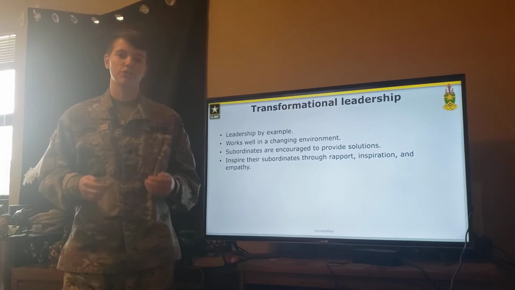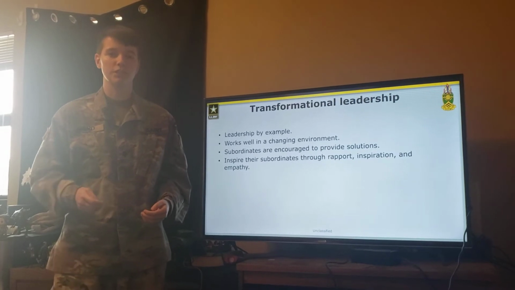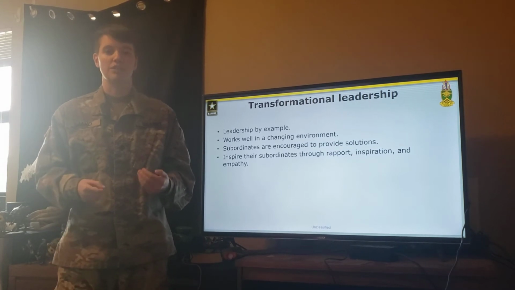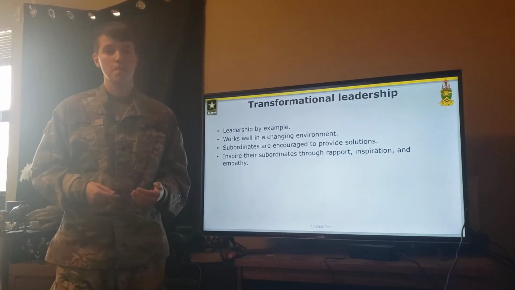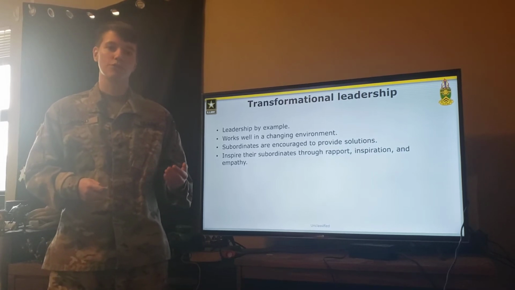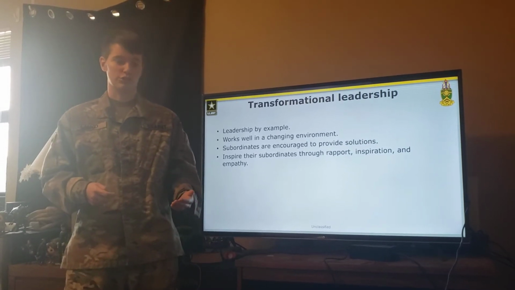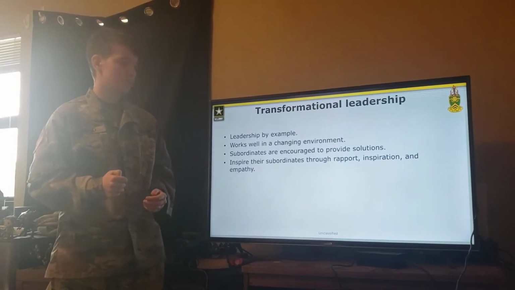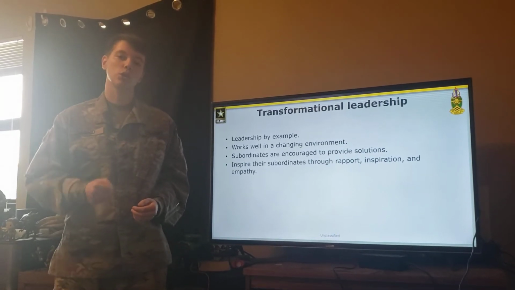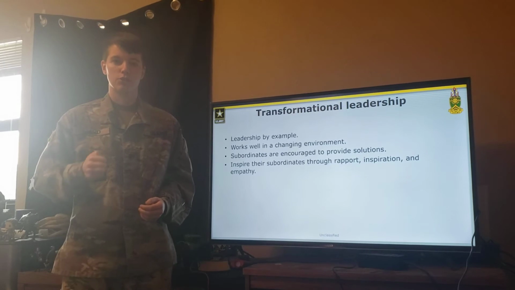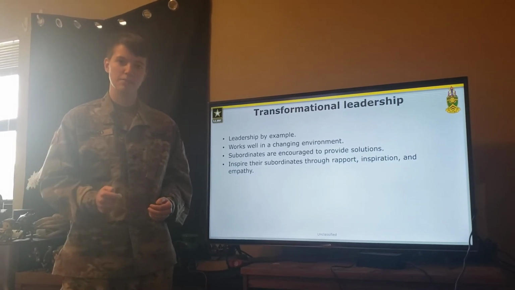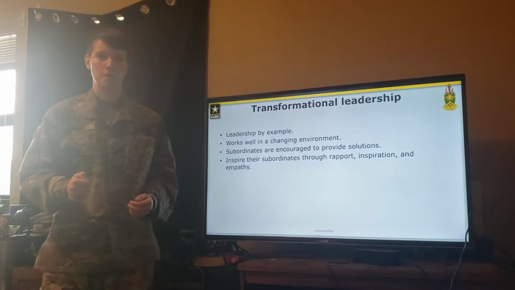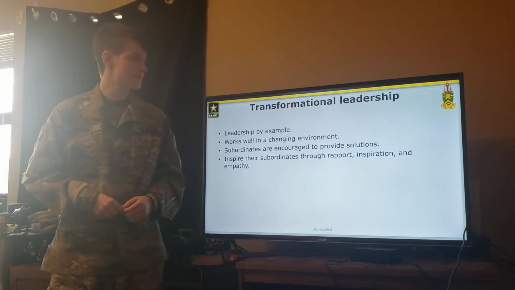So it fosters a lot of creativity and free thinking between subordinates and their leaders, which can be very good in scenarios where the leader maybe doesn't know how to solve a problem, but a subordinate would feel more comfortable coming to that leader and giving them a solution. Now, this type of leader inspires their subordinates through rapport, inspiration, and empathy, because again, they work closely with the soldiers and lead them through their example. So they do the same things and they give their best effort to inspire them and lead them to complete the mission. All right, next slide, please.